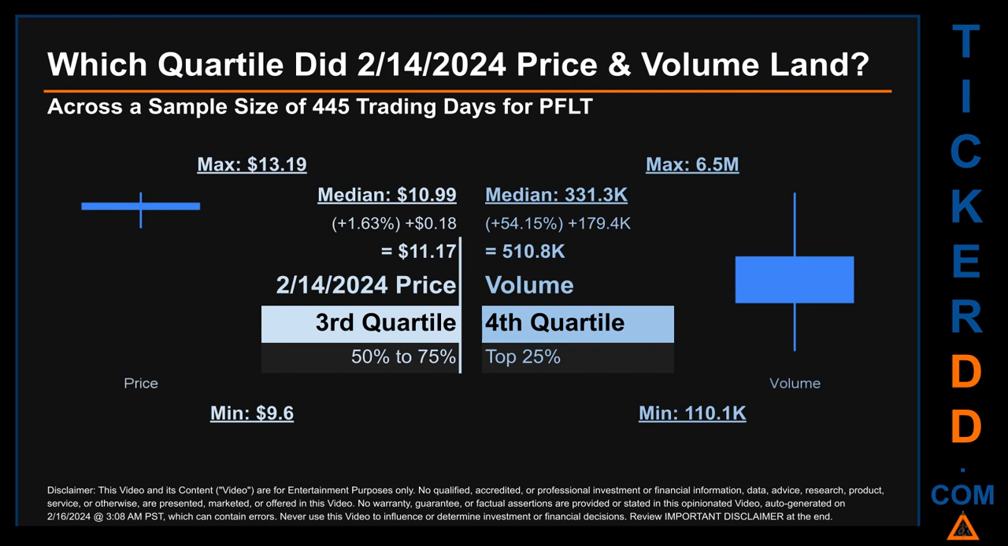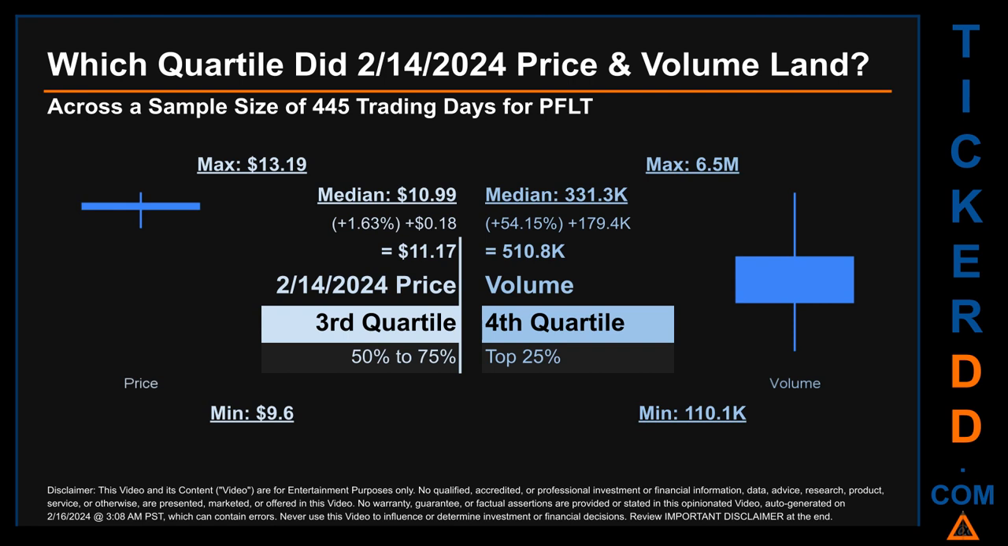Which quartile did February 14, 2024 price and volume land? Across a sample size of 445 trading days, the maximum end-of-day price for PFLT was $13.19 while the minimum was $9.60. Within that price range, February 14, 2024 price, of $11.17, landed within the third quartile, placing it within the 50% to 75% range of all sampled end-of-day prices. The day's volume landed within the fourth quartile, marking it within the top 25% of all sampled daily volume, which saw a max daily volume of 6.5 million and a minimum of 110.1 thousand.